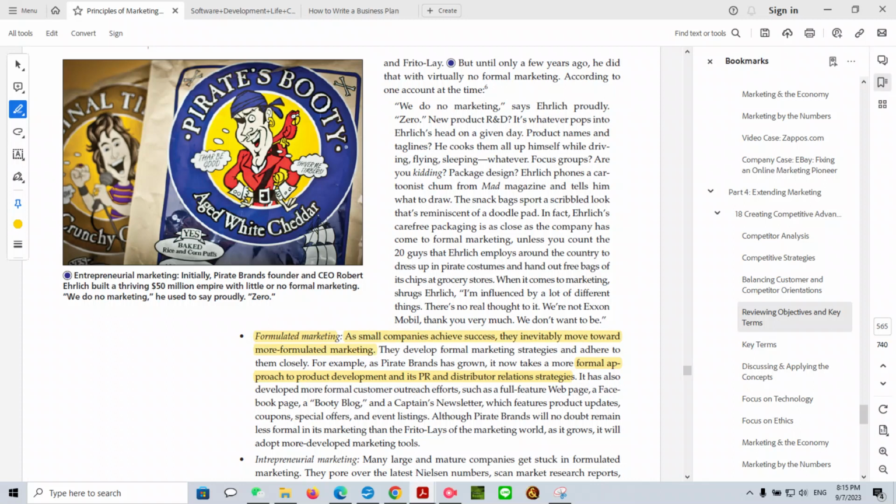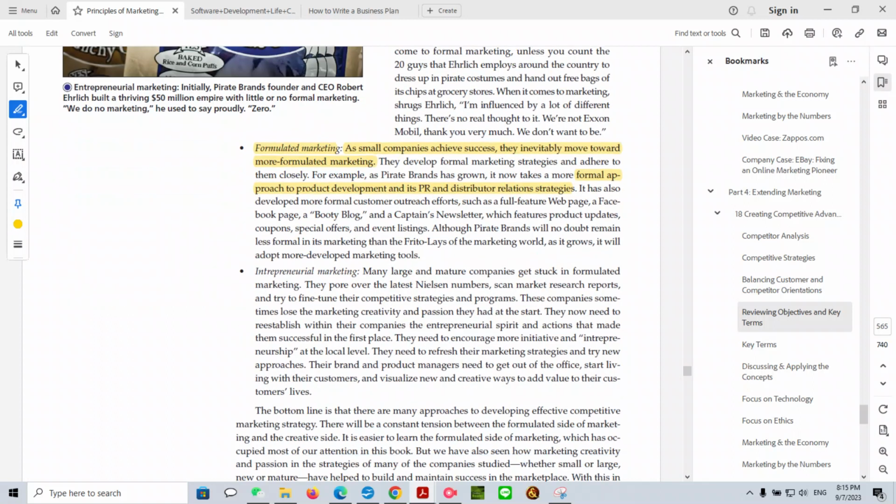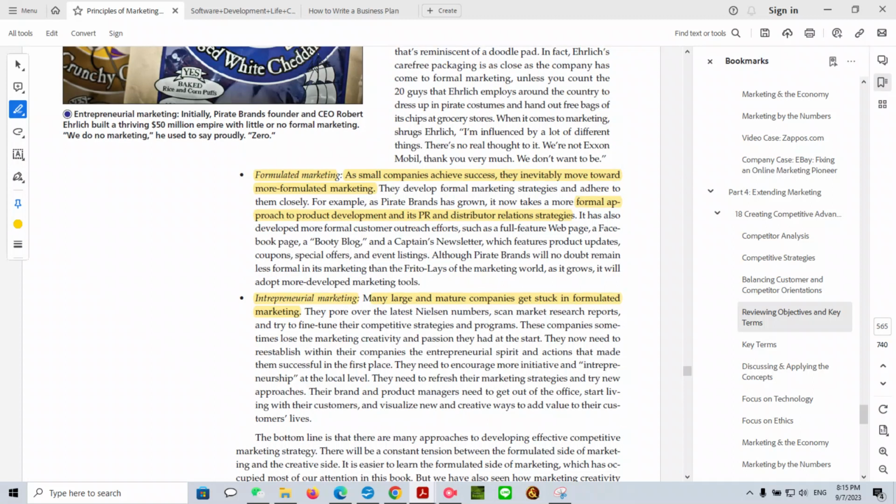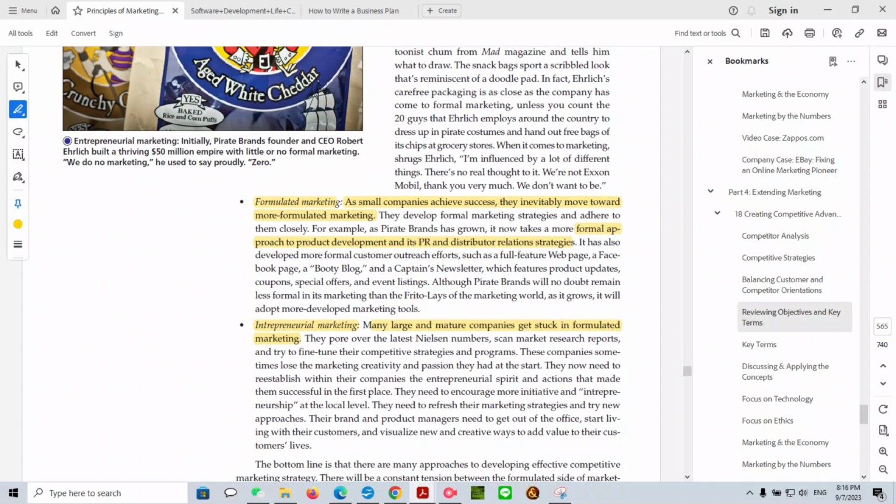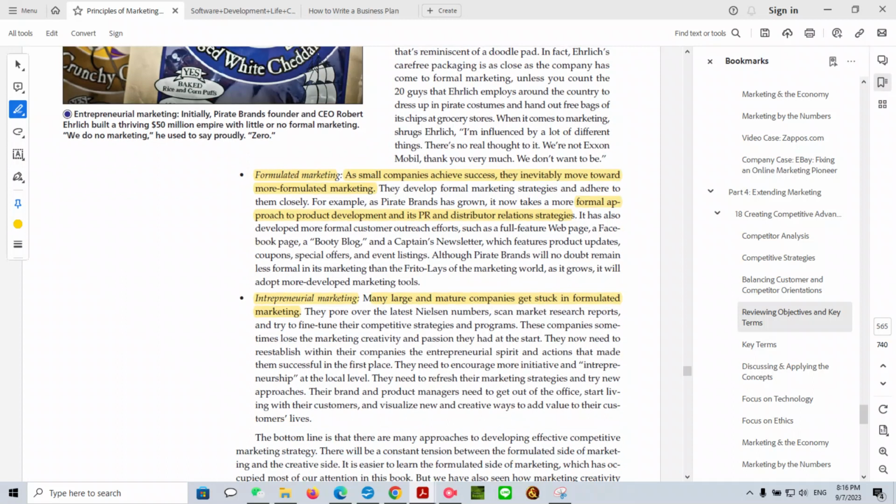Now, for intrapreneurial marketing, this is something different. These are many large and mature companies that get stuck into formulated marketing. They pore over the latest Nielsen numbers, scan market research reports, and try to fine tune their competitive strategies and programs. These companies sometimes lose the marketing creativity and passion they had in the start. See, that's where you have your startups, your small companies, focus on creativity versus some formulated plan. So there's pluses and minuses to this. This is not all pluses and it's definitely not all minuses.